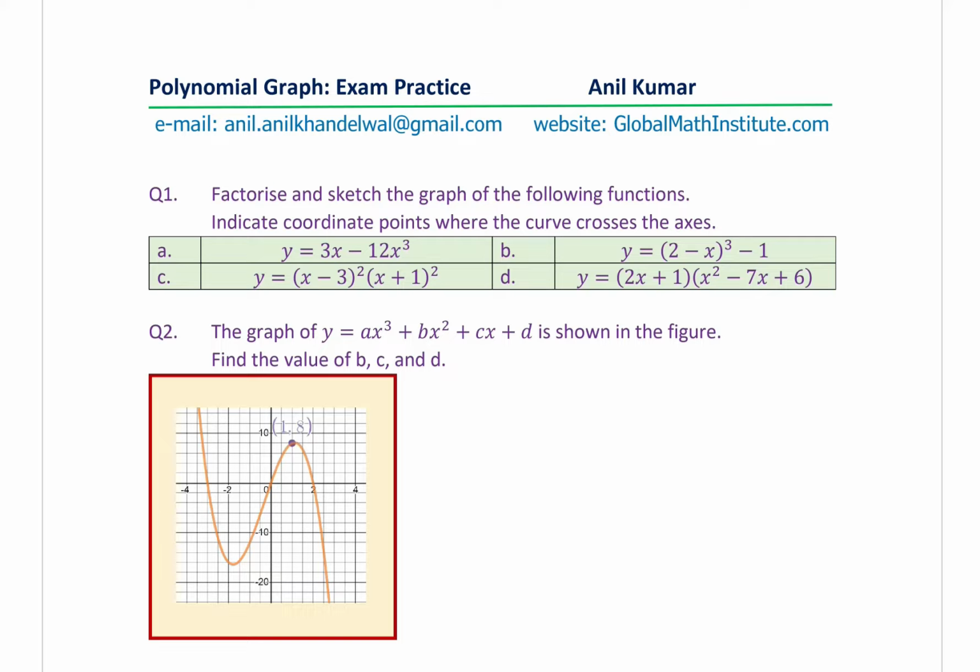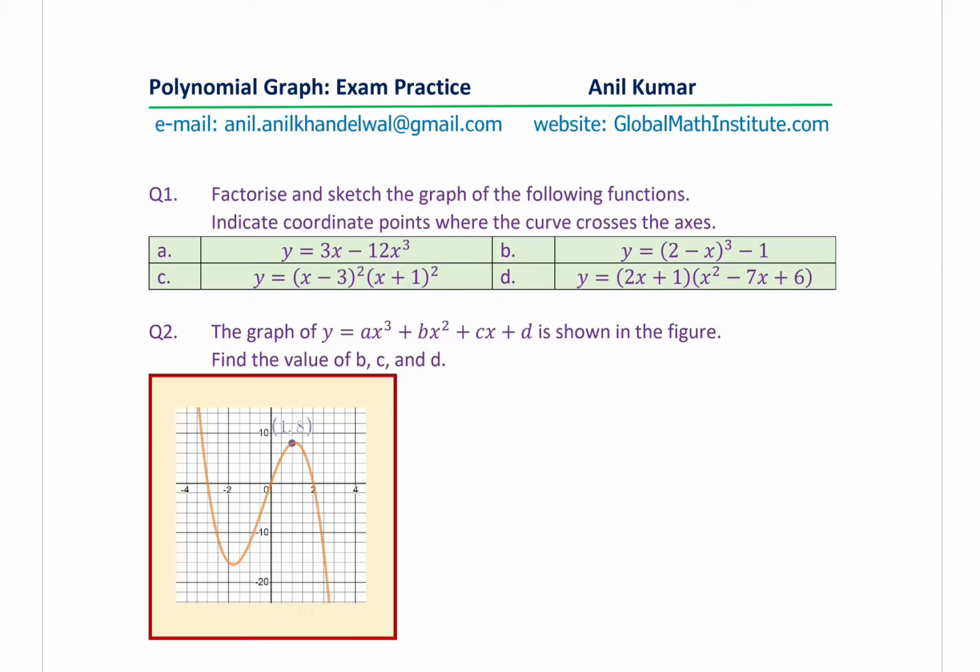A. y equals 3x minus 12x cubed. B. (2 minus x) whole cube minus 1. C. y equals (x minus 3) whole square times (x plus 1) whole square, and D is (2x plus 1) times (x square minus 7x plus 6). You may need to only factorize part A and part D. Now part B could be done with transformations, right? C is already factored for you, so you don't have to factorize that one.